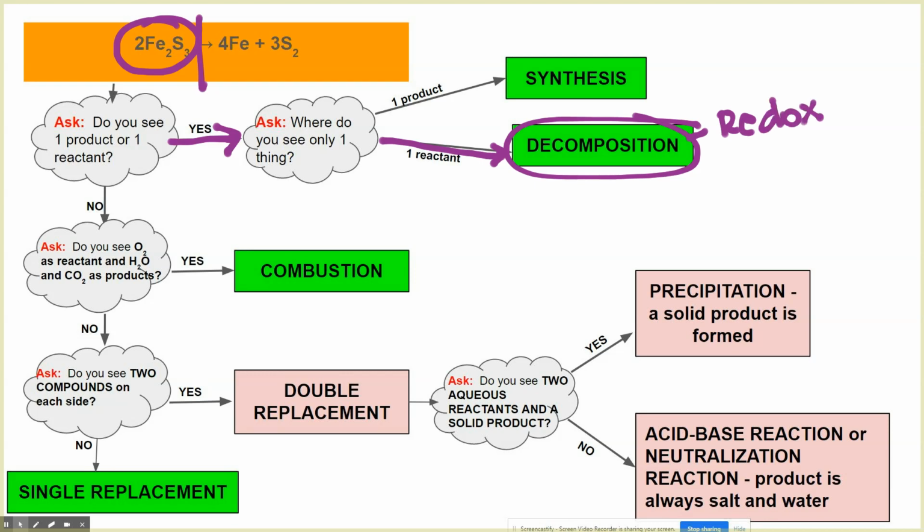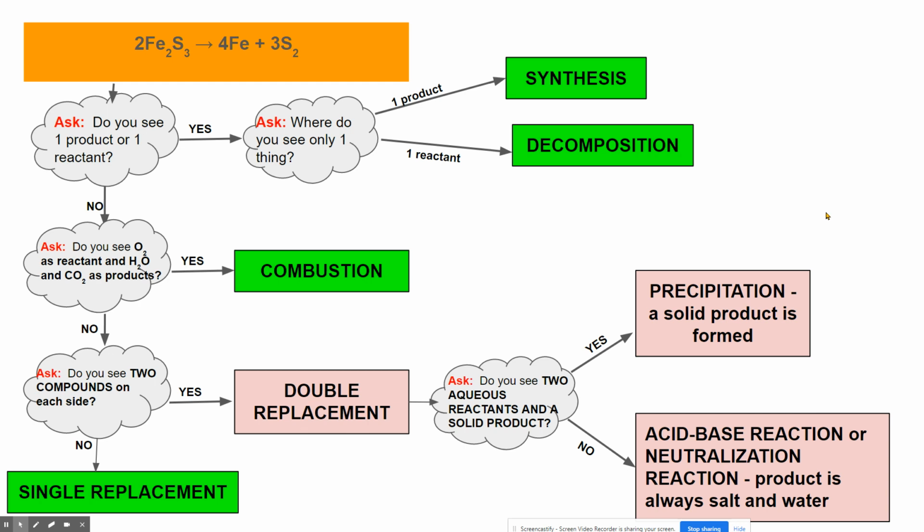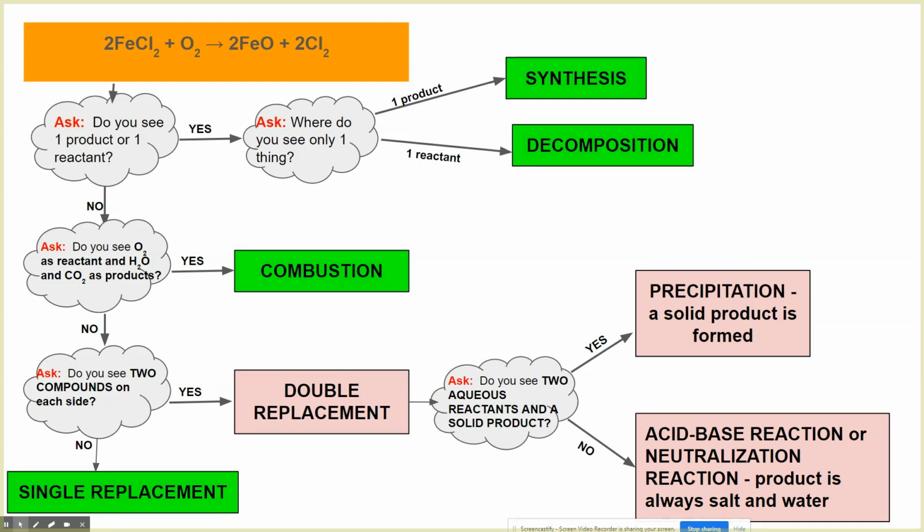Let's see if there's another example. Look at this one right here. Again, divided in half. Do you see only one product or one reactant? No. There's two things before, two things after. So the answer is no. Go down. Do you see O2 as a reactant? I see it right there. But do I see H2O and CO2 as products? No. Therefore, I keep on going down.